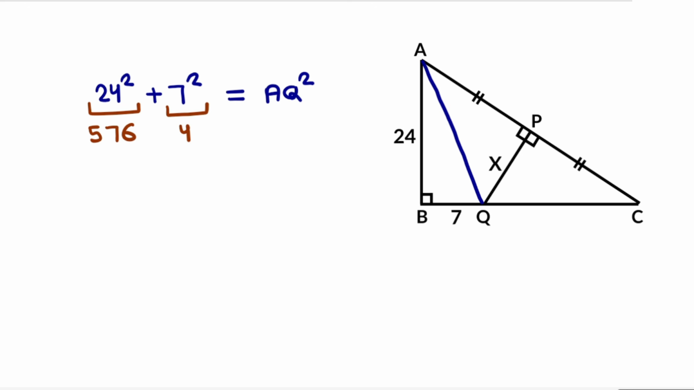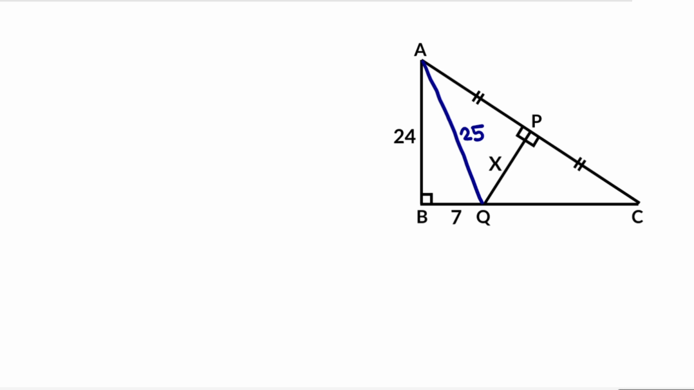7 squared is 49. Add them together, and we get 625. So AQ squared equals 625. The square root of 625 is 25. Therefore, AQ is exactly 25 units. Now comes the clever part.